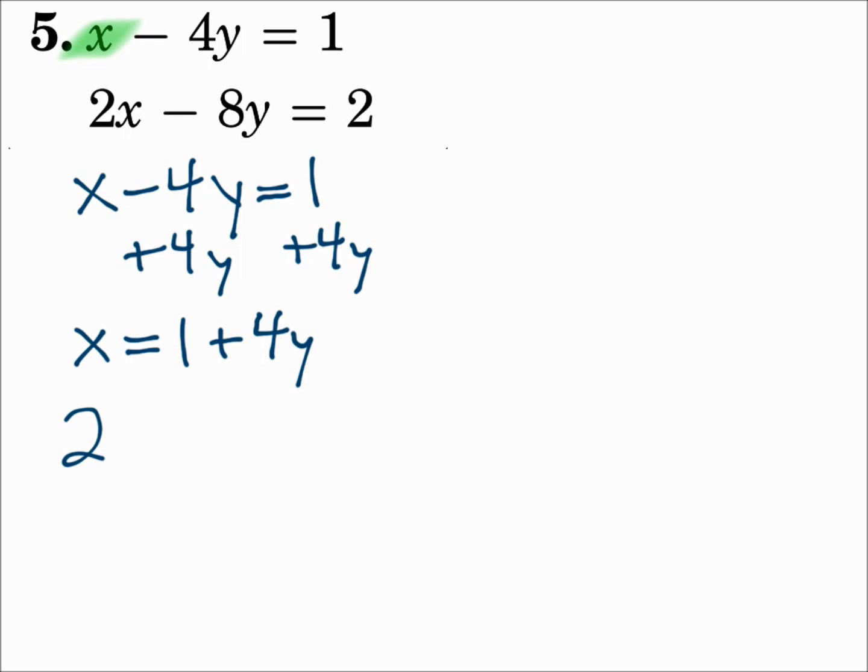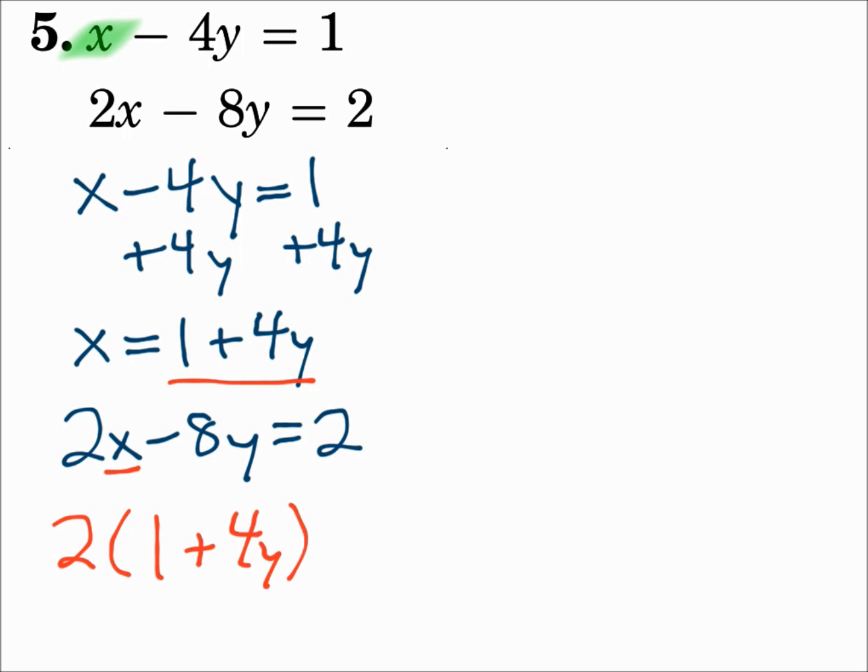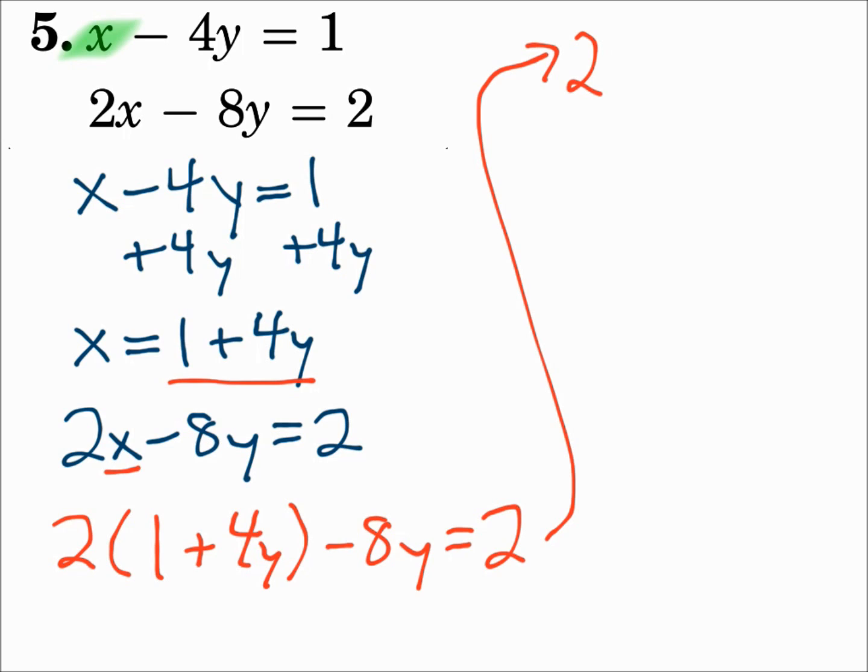Now let's substitute that into the other equation. Since x equals 1 plus 4y, that's what we'll write in place of the x. We're going to substitute in 2 times, for the x, 1 plus 4y, minus 8y equals 2. Now let's solve that equation for y. We can distribute there. 2 times 1 is 2. 2 times 4y is 8y. Minus 8y equals 2. We have like terms. There's y's on the left that can go together. 8y minus 8y is 0, so they cancel out, which leaves 2 equals 2.